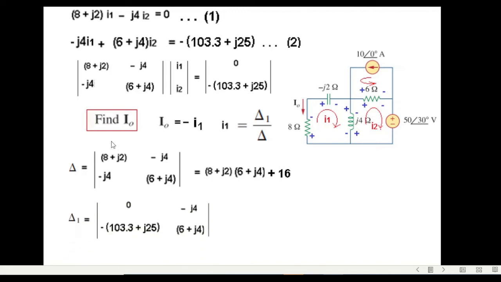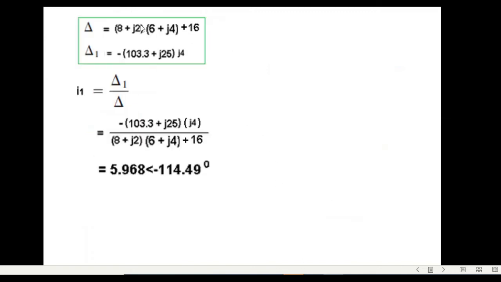And for delta 1, we just replace the first column with the output. So replacing this with the output, and again cross multiplying. So the first term will be 0, and the second term will be minus, and again multiplying this, so it is minus the multiplication of this, and these two minuses will make it plus. So this will be delta 1. Okay, so we had delta and delta 1. I1 will be delta 1 over delta. Writing these two values and solving using the calculator, we should be getting this term.